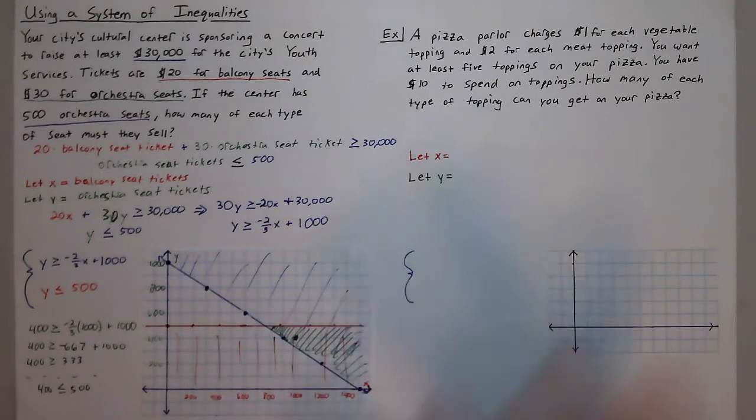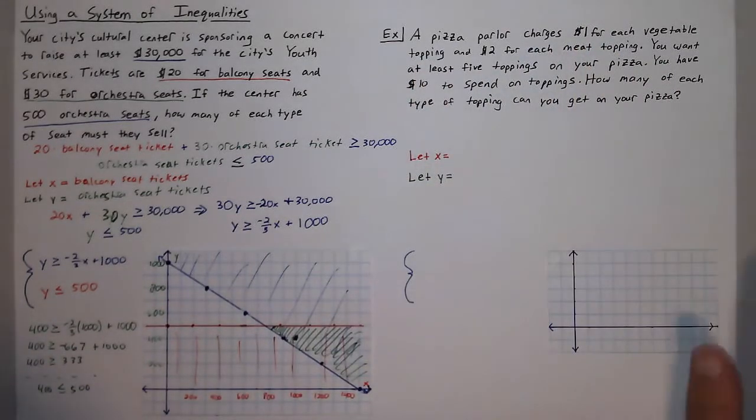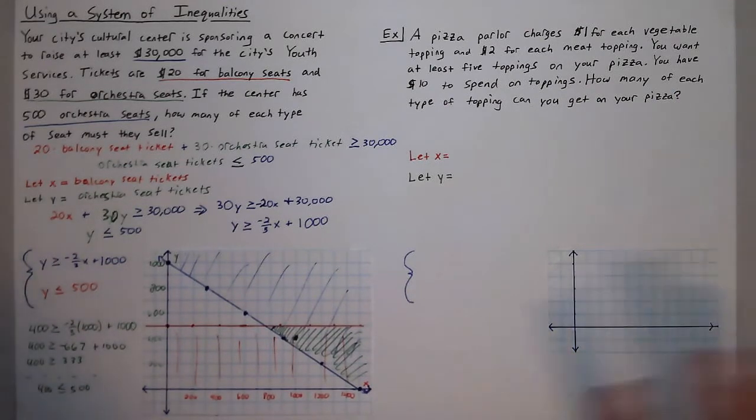Now let's look at one more example. A pizza parlor charges $1 for each of its vegetable toppings, $2 for each of the meat toppings, and you want at least 5 toppings on your pizza, and you have $10 to spend on toppings. So how many of each type of topping can you get on your pizza? Now, this isn't just one answer. There could be a range of answers that make this work.